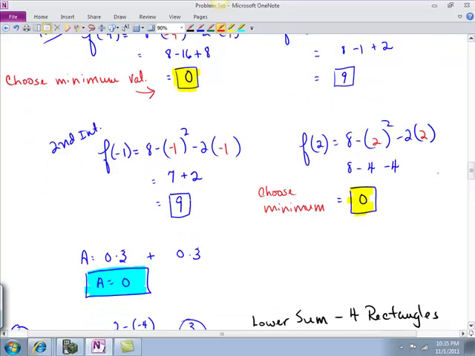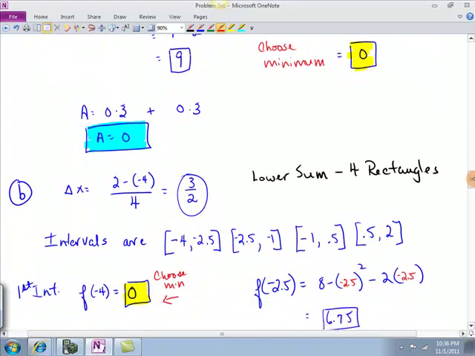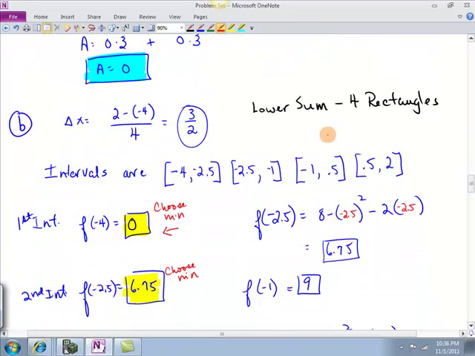I know that sounds weird, but this is for our lower sum approximation. This is what we get. So those are our heights of our rectangles times the width. 0 times 3 plus 0 times 3. We do get 0 for the area for that one. All right. You're going to do the same thing with the lower sum and 4 rectangles. Delta x is 3/2. The intervals are here. And I went ahead and changed it to decimal, because we can do that for this problem.